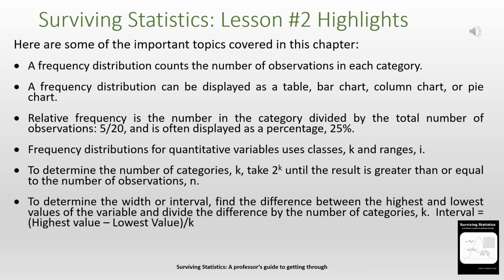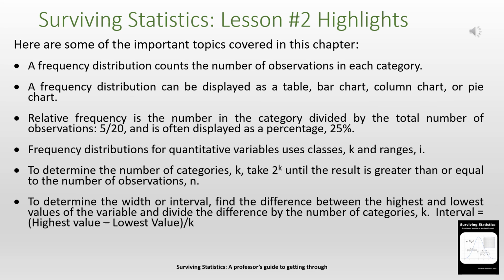Okay, let's just do a quick review of Chapter 2 of Surviving Statistics. We've talked about frequency distributions, and a frequency distribution is simply a count of the number of observations in each category. We can display a frequency distribution in a table format with numbers, or we can also display it graphically with a pie chart, a column chart, or a bar chart. When we display it as a pie chart, it gives us a graphic representation of the percentage of each category. We call that relative frequency.